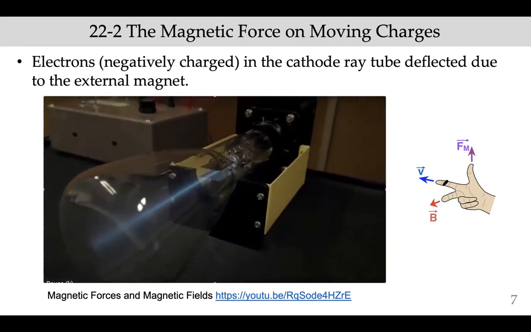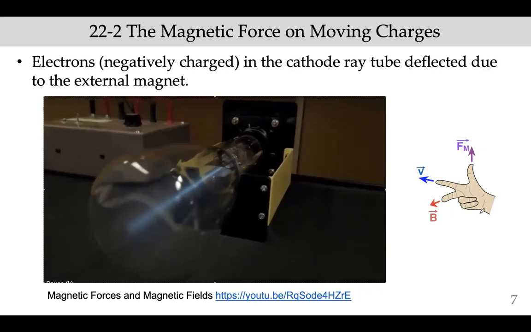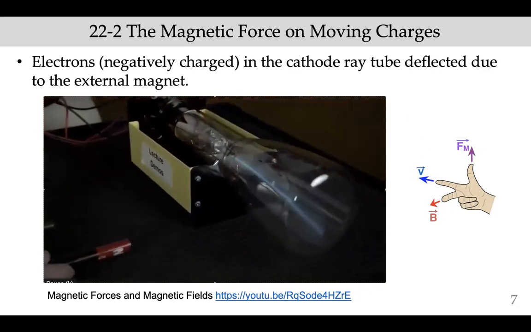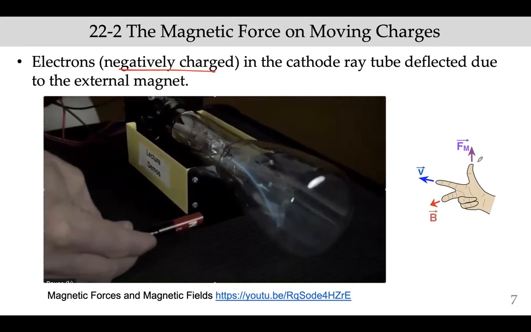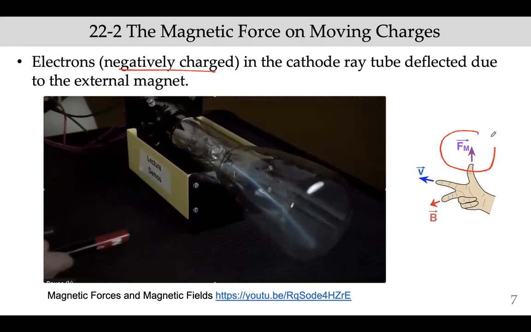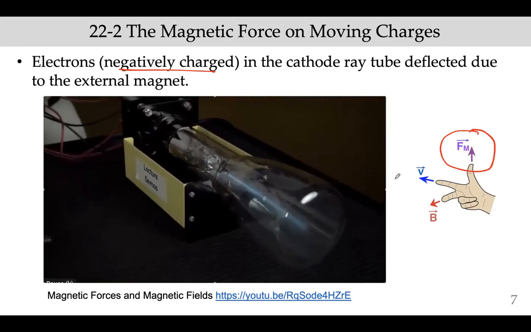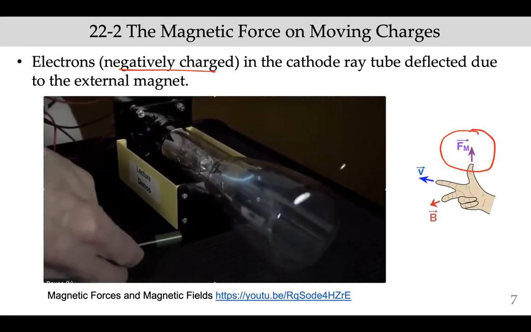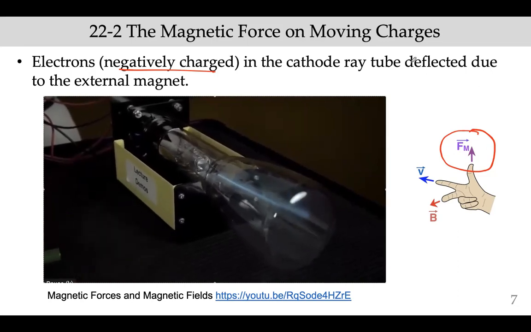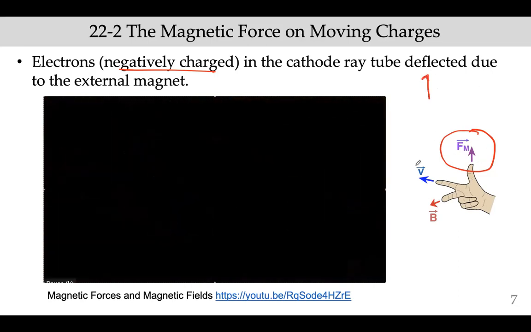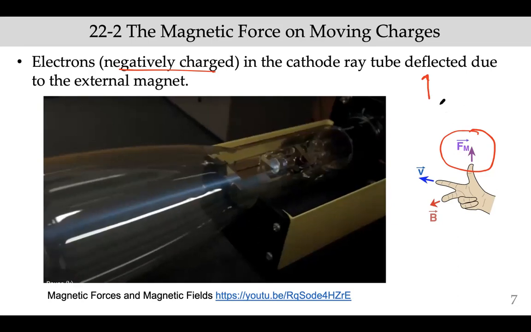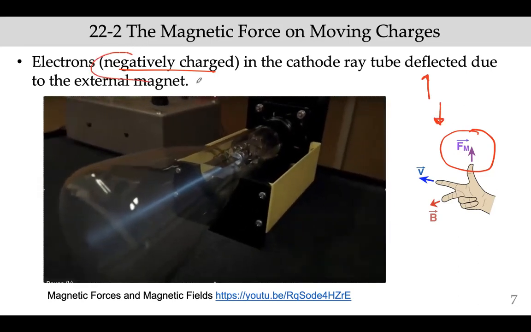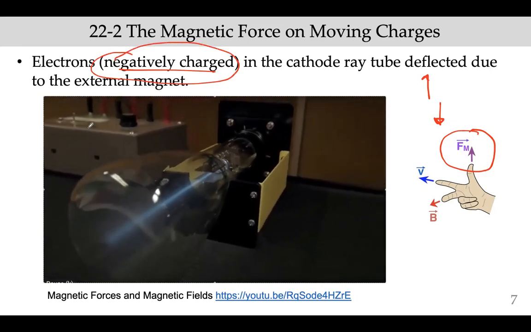Now you are going to use your right hand rule, but you have to be careful because we have electrons, they are negatively charged. Whatever direction you find for the force, at the end you have to invert it. So for example, if you find the force in the up direction from the right hand rule, then the correct answer is down direction. Why? Because we have negatively charged particles here.